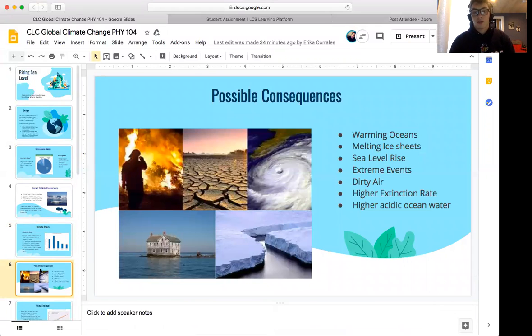Some possible consequences because of greenhouse gases: warming oceans, melting ice sheets, sea level rise, which we'll be talking about, extreme events, dirty air, higher extinction rate, and a higher acidic ocean rate.